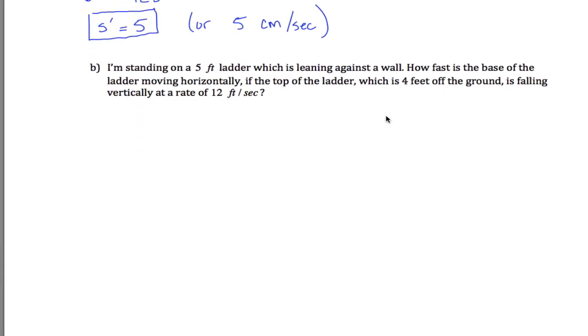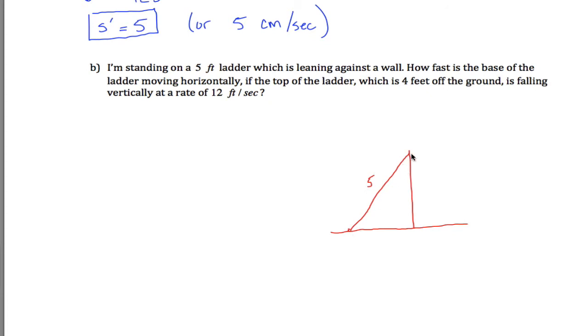All right, what about B? Turns out it's pretty similar to A there. Really what you need is the picture. So what's going on here is there's this house or wall or something here, and a ladder leaning up against the wall. The ladder is 5 feet. And what it wants to know is how fast is the base of the ladder moving horizontally.